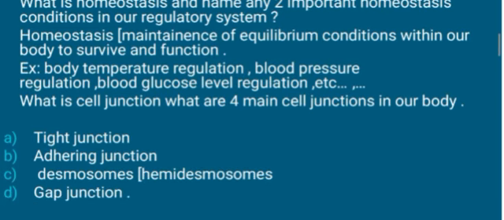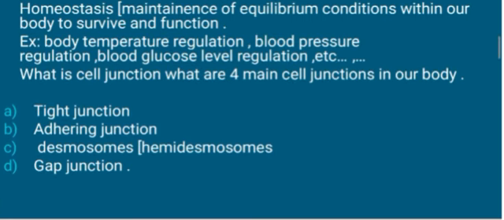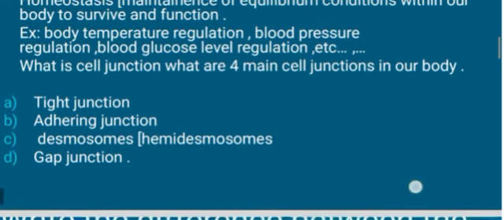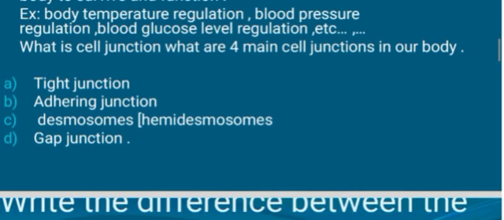What is homeostasis? And name any 2 important homeostasis conditions in our regulatory system. And I have given the examples of some of the homeostasis. So homeostasis means maintenance of equilibrium conditions within our body, work and function. Like what are the necessary things, like temperature regulation is one of the most, and blood pressure also, and blood glucose levels, especially in diabetes mellitus.